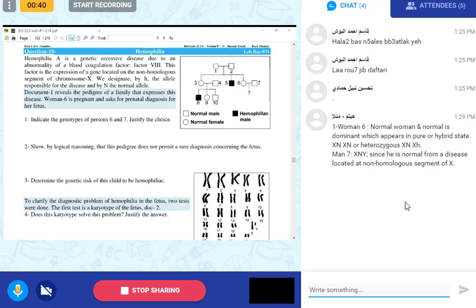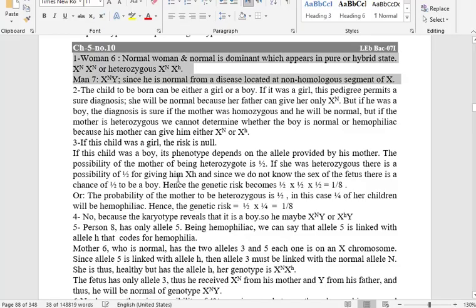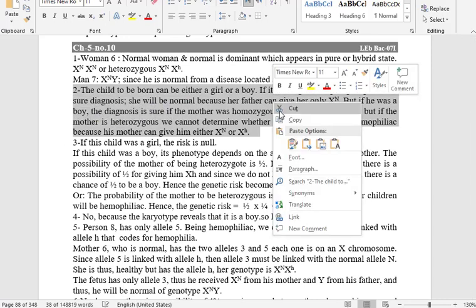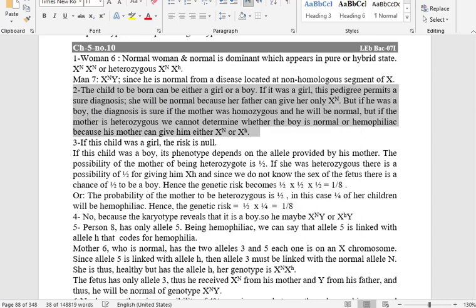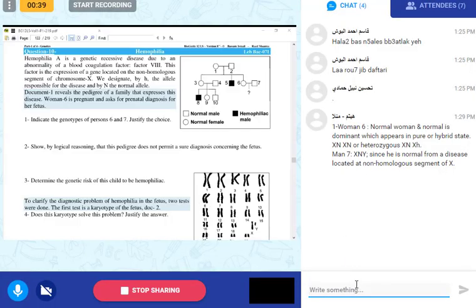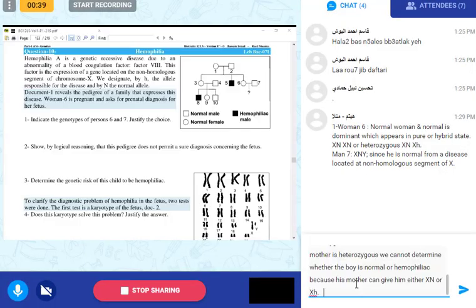Can I depend on this from the pedigree? No. Her both parents look normal. Her mother is a carrier, a normal carrier, XNXH. But we are not sure if her mother gave her XN or XH, because the father for sure gave her XN. But the mother we are not sure. So this is going to be now a problem.